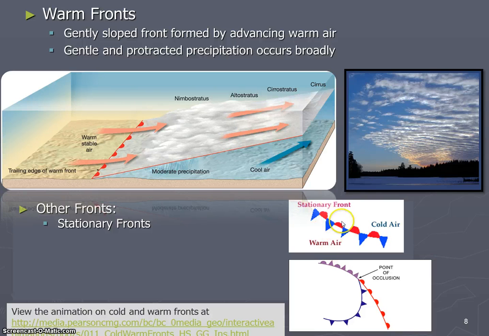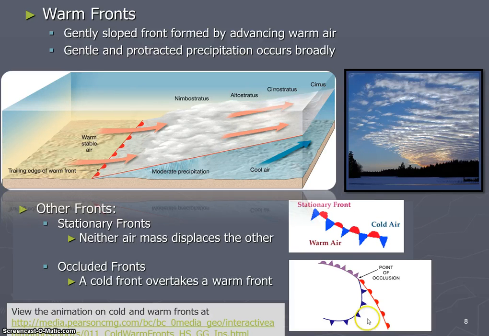Other types of fronts, and we looked at the symbols already for a stationary front. Here you have neither air mass displacing the other, but you also might get an occluded front where the cold front here, before the point of occlusion, this would have looked kind of like a letter V, where the cold front was coming in, and then at this point in the cyclone, the cold front has overtaken the warm front, so you have the occluded front here, but you still have a cold front and a warm front before this. The cold front will eventually overtake the warm front most likely, and you'll get an occluded front, and then the front dissipates.